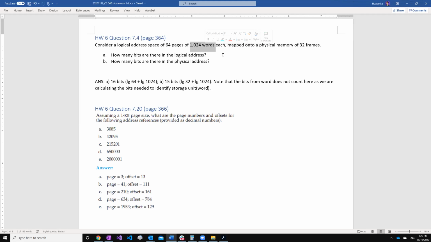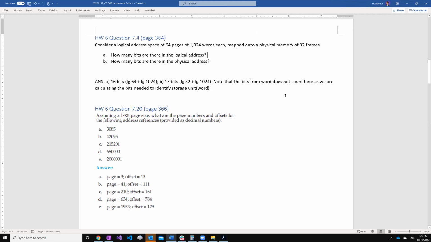Okay, now let's read the real question. How many bits are there in the logical address? Let's do some math. I have 64 pages, and inside one page we have 1024 words, and one word is 16 bits. So you may arrive at this answer.